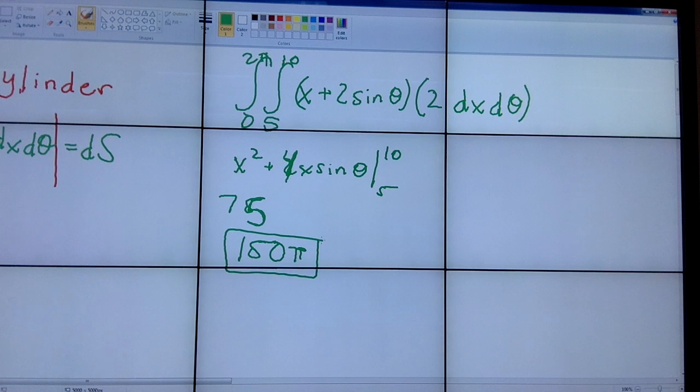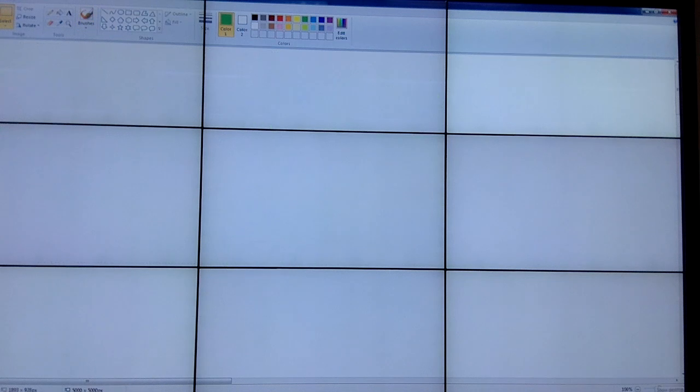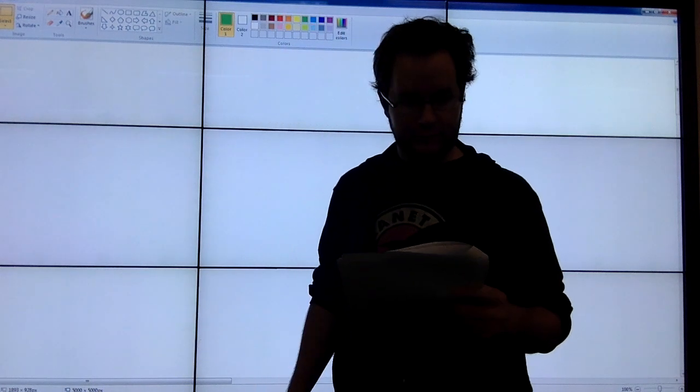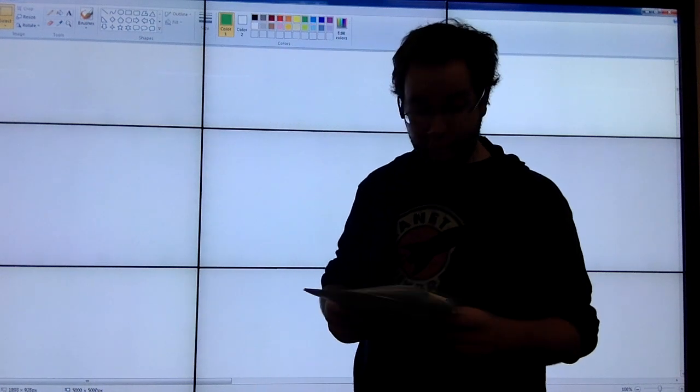Okay. Next problem. Let's clear all this. I imagine if I got more practice with this thing, I'd probably be much better at it, but as it stands right now, it's kind of weird. Okay, this one's much harder.